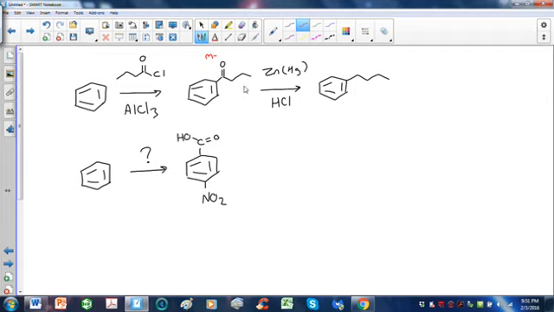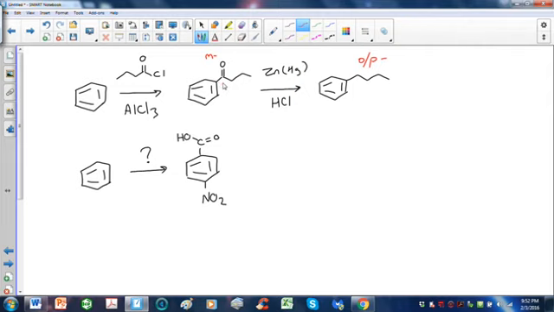Now, what if you wanted to have a group para to this one, and this was already on here? Well, one thing you can do is convert this into an ortho-para director. Now here, when I go from here to this butylbenzene, I am removing oxygen. I'm replacing that oxygen with hydrogen, 2 hydrogens here. This again is a reduction. This is the use of HCl in the presence of a zinc and mercury catalyst. All right. So this goes from a meta to an ortho-para director.